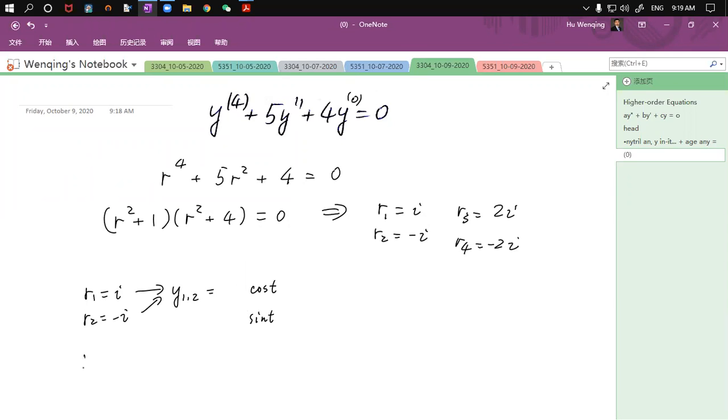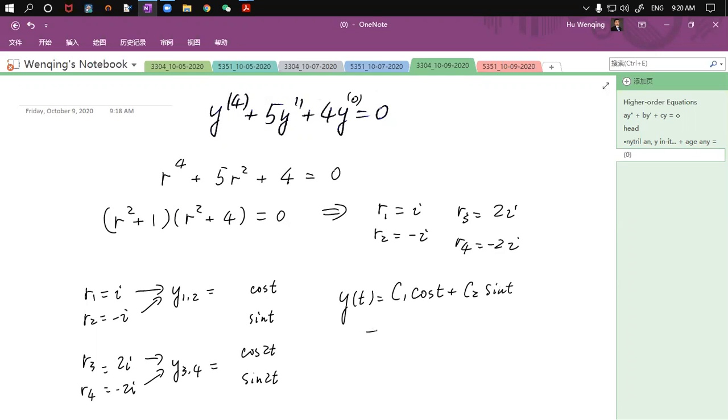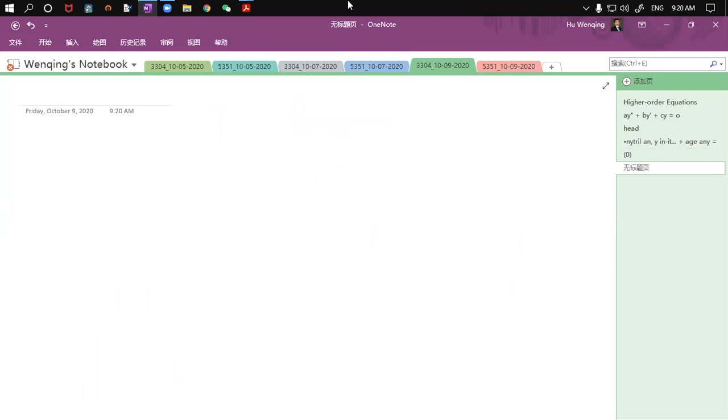Is that good, family? And what about r3 and r4? Well, they're equal to 2i and minus 2i. That means you're going to create solutions y3, y4 equal to cosine 2t and sine 2t. So these are the 4 fundamental solutions. Therefore, the general solution is just a linear combination: c1 cosine t plus c2 sine t, plus c3 cosine 2t plus c4 sine 2t. That's going to be your general solution. Is that good, family?